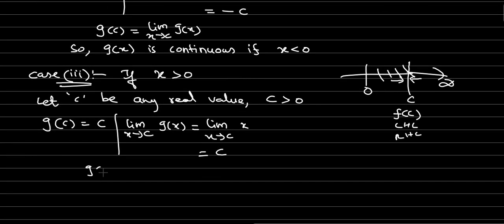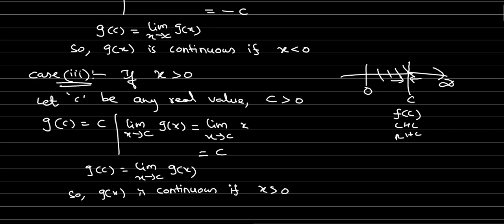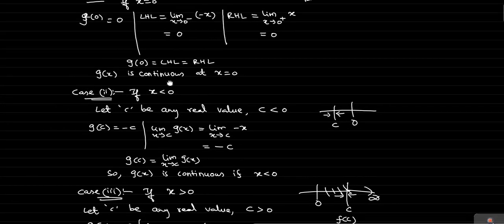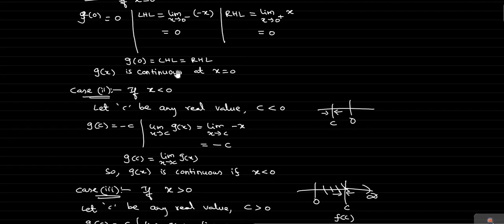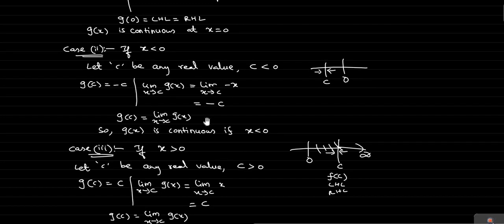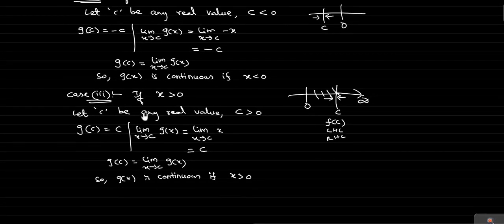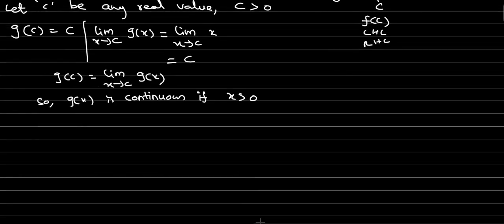So here we have g of c equals limit x approaching c, g of x. So from this what we can say? g of x is continuous if x is greater than 0. Now totally we had three cases, right? In case 1 we said g of x is continuous at x equal to 0. In case 2 we said g of x is continuous if x is less than 0, and in case 3 g of x is continuous if x is greater than 0. From all the cases we can say g of x is continuous for all real values.